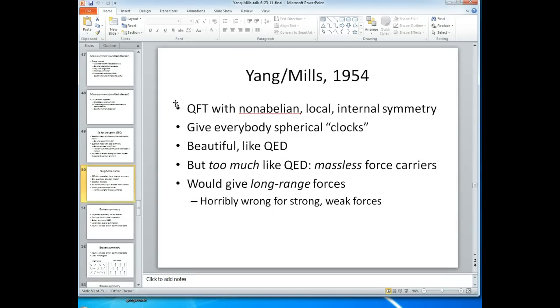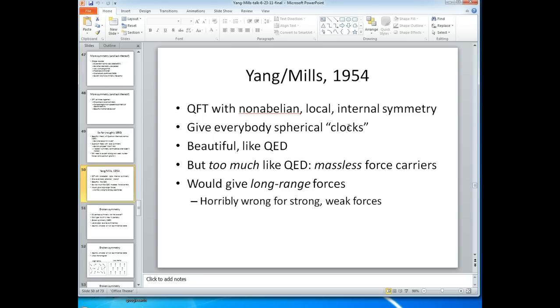In 1954, they proposed a quantum field theory with non-abelian local internal symmetry. So remember, the local means that everybody can adjust it independently of each other. The internal means you don't want to think of this as actually taking up your experiment and moving it in some way. There's some sort of formal mathematical thing that you attach to every point in space, or you can think of it as maybe attaching to the particles, and that's what's getting adjusted by the symmetry. And then non-abelian is a fancy word for saying the order matters.